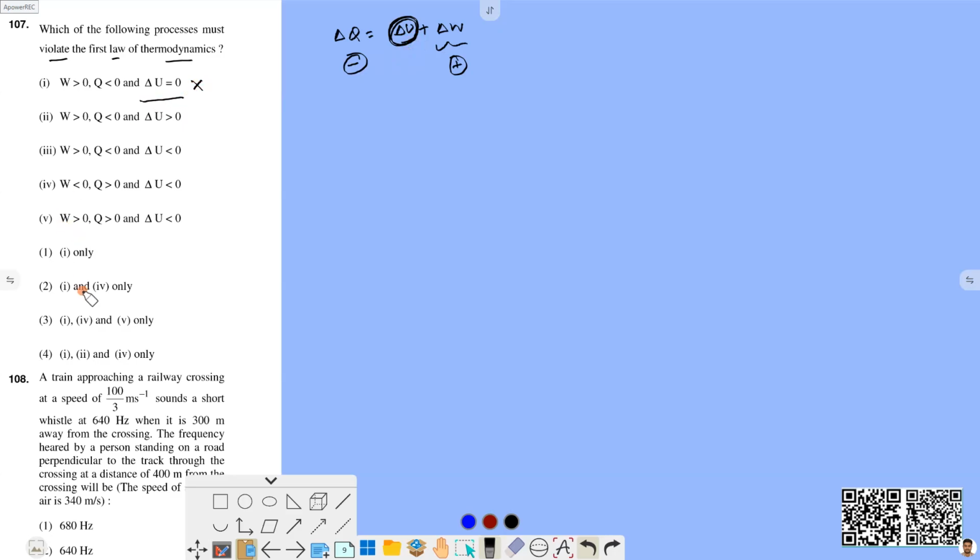So the first one must be in the answers, and that is given in all 4 options. Now moving to the next one, again work is 0, Q is 0, and here delta U is given to be positive. So again that should also be wrong, because delta U has to be negative, only then their sum will be negative. So the second should also be in the given options, and that is not given in the first one, not in the second, not in the third, only in the fourth. So from this we can conclude that option 4 will be the right answer here. Next, move to the next one.